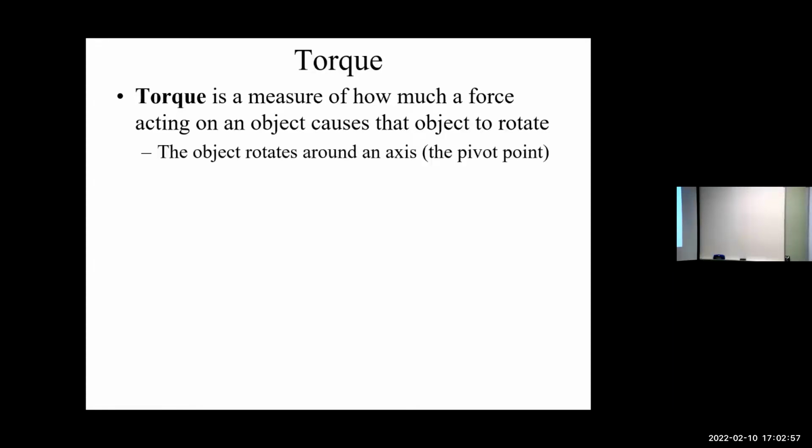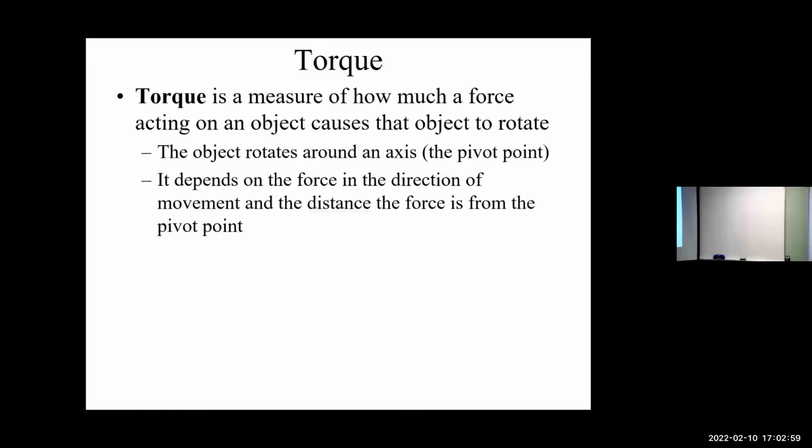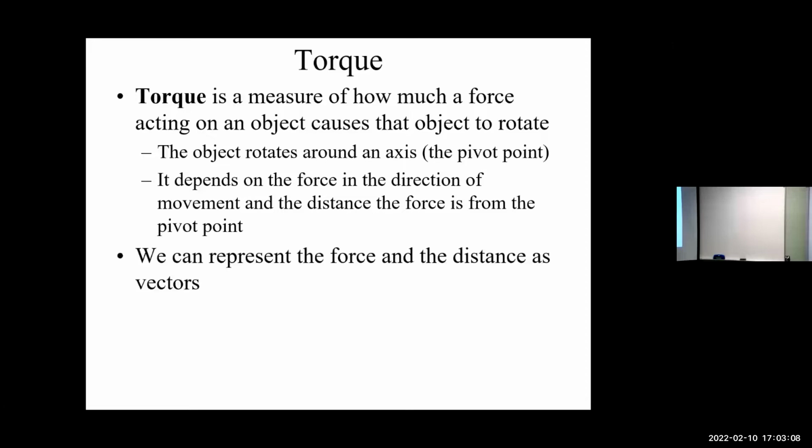And the object moves around an axis, okay? Think of a wrench, right? When you're trying to tighten a nut, that axis would be the nut, and you use torque to spin it. So basically, we can look at torque as a vector valued quantity. So what we can look at is the force and the distance vector. So the force would be the force being applied to the lever, and the distance is the distance from the axis of rotation that we're applying the force.